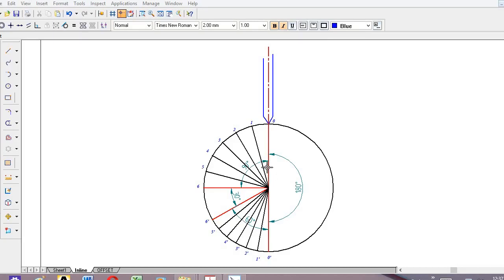So after dividing the angle of ascent, that is 90 degrees, into 6 equal divisions, you name them 0, 1, 2, 3, 4, 5, 6. Similarly, the angle of descent we have divided into 6 equal divisions, and you name them 6 dash, 5 dash, 4 dash, 3 dash, 2 dash, similarly 1 dash and 0 dash.